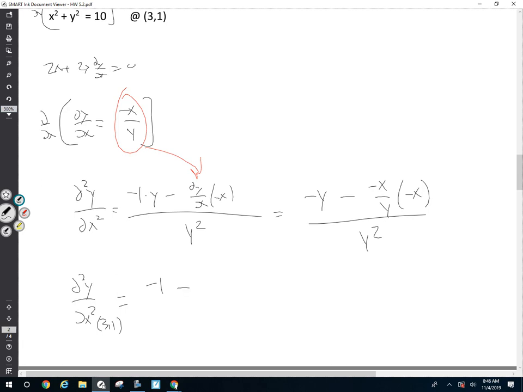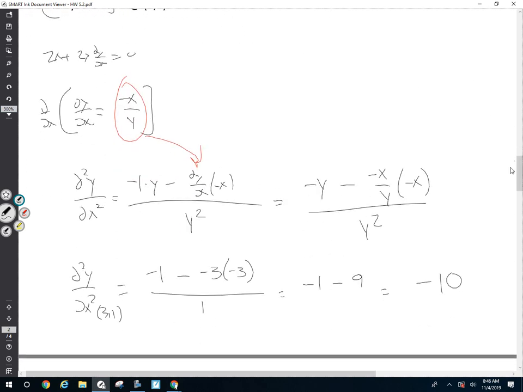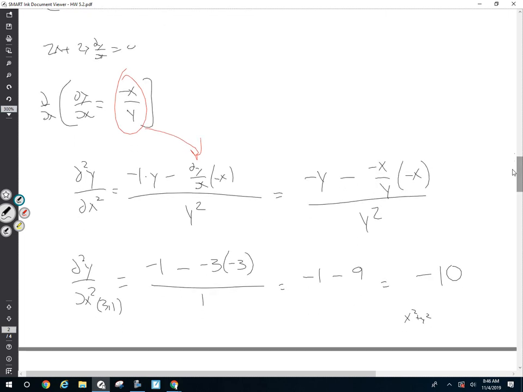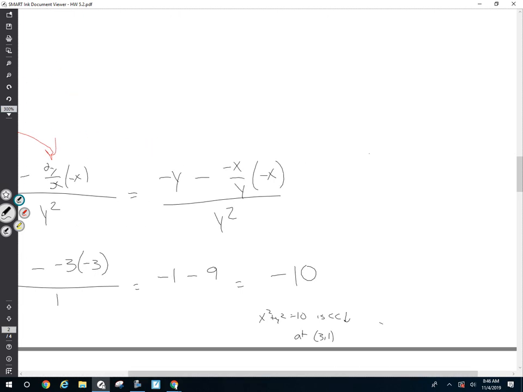I got negative 1 minus negative 3 times negative 3 over 1. So that's negative 1 minus positive 9, which is negative 10. So it tells me the function is concave down at that point. That's not a function, but x squared plus y squared, which is a circle, equals 10, is concave down at 3, 1, because d squared y over dx squared is negative.